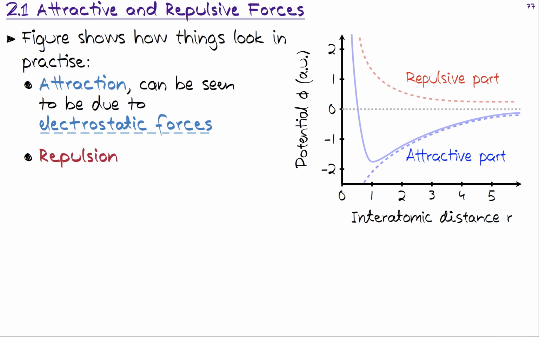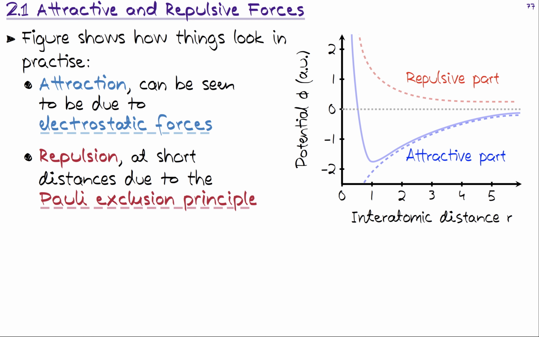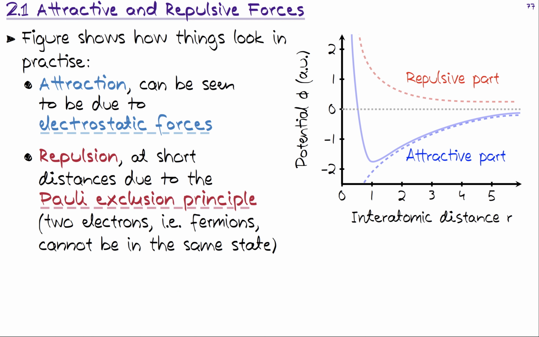And then we also have repulsive forces, which arise at short distances due to the Pauli exclusion principle. So for example, we have two electrons, and they are fermions, and they cannot be in the same quantum mechanical state. So that's what then happens.